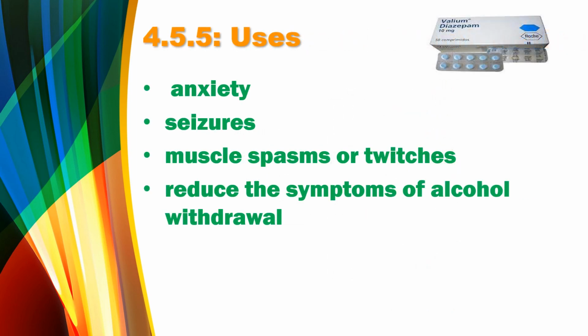Uses of diazepam. Firstly, anxiety disorders. It is effective in the short-term management of anxiety disorders by providing relief from symptoms like excessive worry and restlessness. Seizures. It is used as an anticonvulsant to control and prevent certain types of seizures associated with epilepsy. Muscle spasm or twitches. Diazepam acts as a muscle relaxant which helps to alleviate muscle spasm and stiffness. Reduce the symptoms of alcohol withdrawal. It is sometimes used in the treatment of alcohol withdrawal symptoms due to its calming effect on the central nervous system.